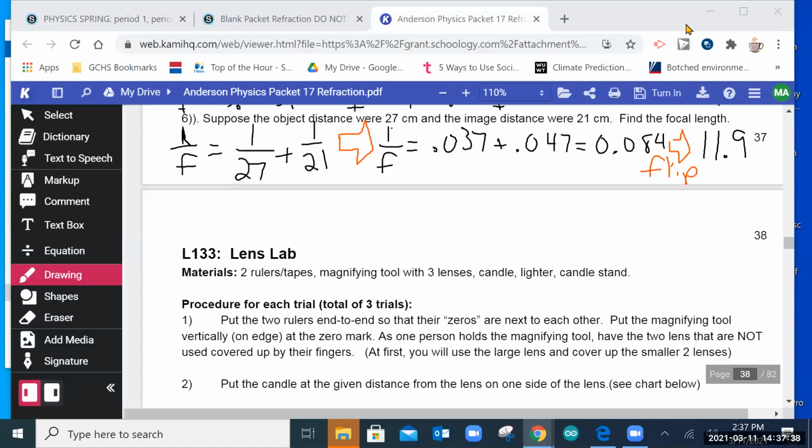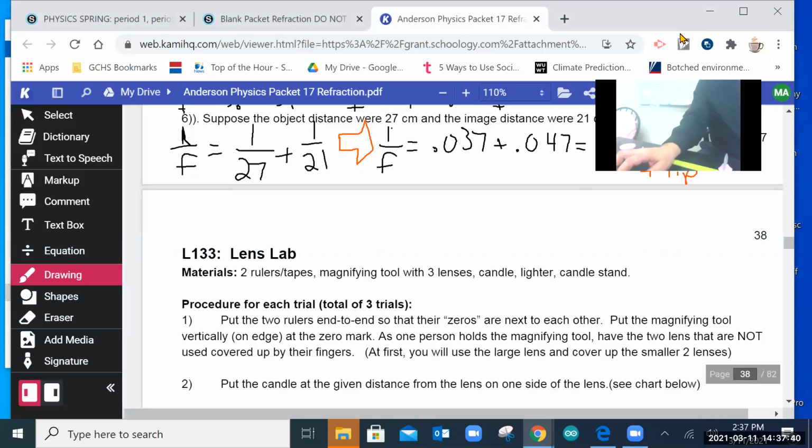Let's see if you can see that. Let me try to get my camera in the right place. Okay, yeah, that's pretty good. So we have the lens here at the 0 mark of both rulers, and it goes 0, 1, 2, 3, 4, 5, all the way up to 27. And now over here, we have the 0 mark on the red ruler going up to 27 centimeters. And I'm going to be putting a little screen here to focus the image on. I can move that back and forth.